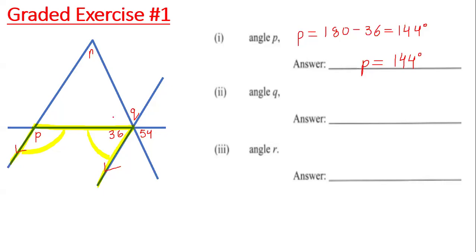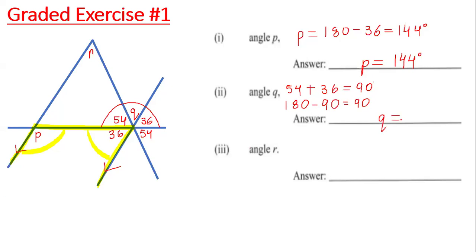Well, we know that 54 is vertically opposite to 54, and 36 is vertically opposite to 36. Which means that angles on a straight line add up to 180 degrees. So we add 54 and 36. That is going to be equal to what? 90 degrees. And then 180 degrees minus 90 is what? 90 degrees. And so that means that Q is 90 degrees.